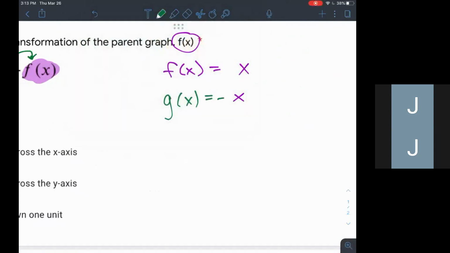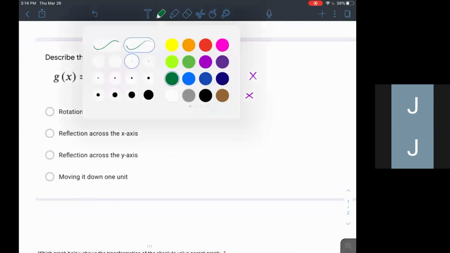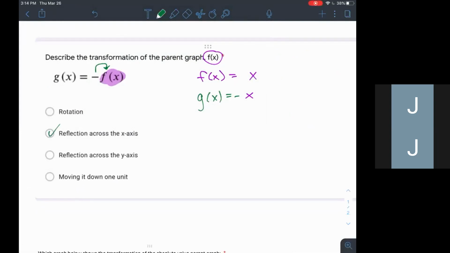So what is that negative doing? It's reflecting it across the x-axis. So therefore, this would be a reflection across the x-axis. Effectively, that is our a value, so to speak, where a is equal to -1.